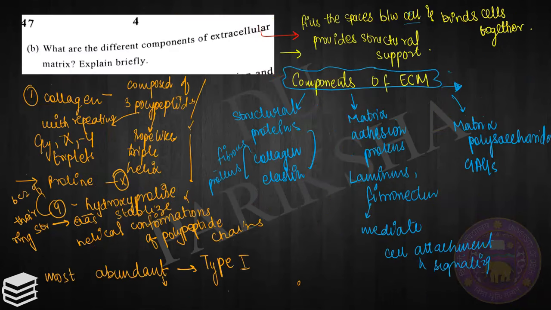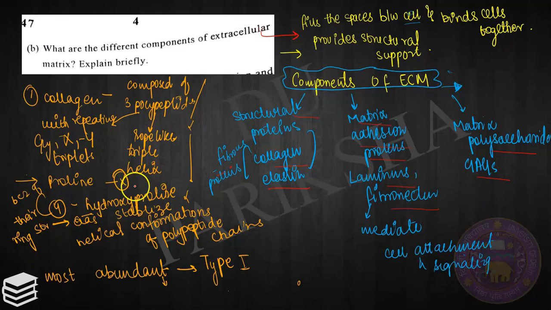What are the different components of the extracellular matrix? Explain briefly. So the extracellular matrix fills the spaces between the cells and binds cells together. It provides structural support, and the components of the extracellular matrix include structural proteins, collagen and elastin. These are the fibrous proteins. Matrix adhesion molecules: these are laminins and fibronectins that mediate cell attachment and signaling between the cells. Then we have matrix polysaccharides, glucosaminoglycans and proteoglycans.